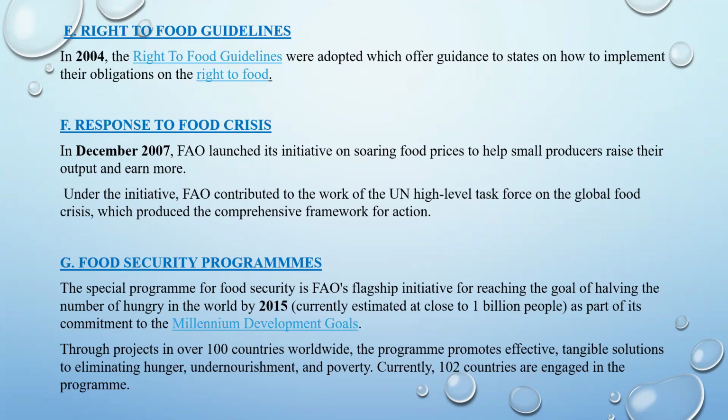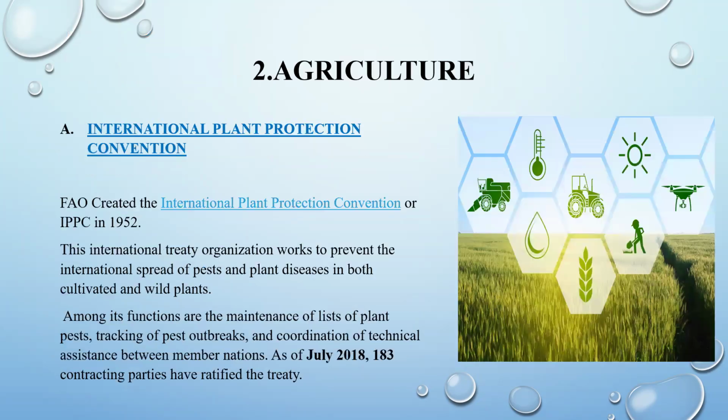The Special Program for Food Security is FAO's flagship initiative for reaching the goal of halving the number of hungry people in the world by 2015, which were currently estimated to be close to 1 billion, as a part of its commitment to the Millennium Development Goals. Through projects in over 100 countries worldwide, the program promotes effective, tangible solutions to eliminating hunger, undernourishment, and poverty. Currently, 102 countries are engaged in this program.